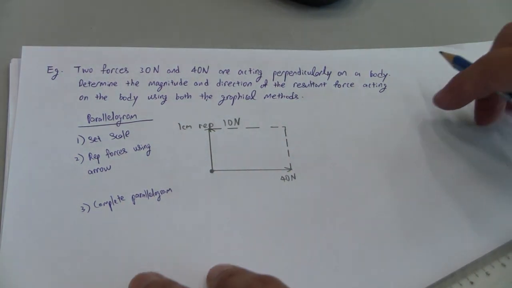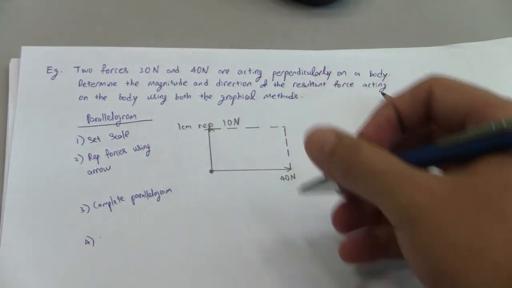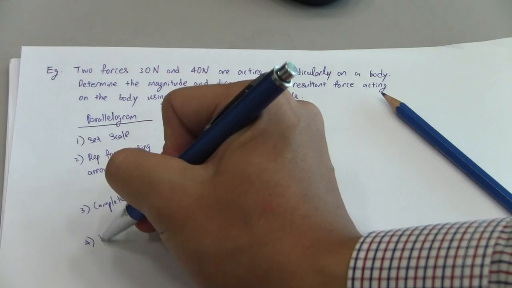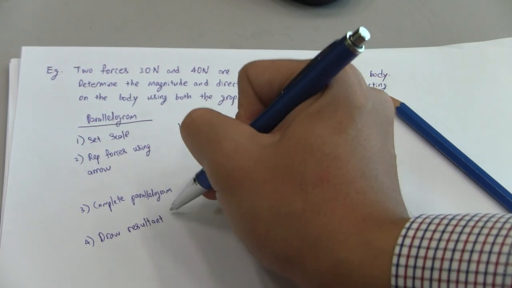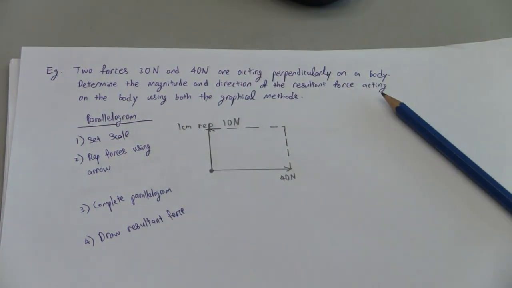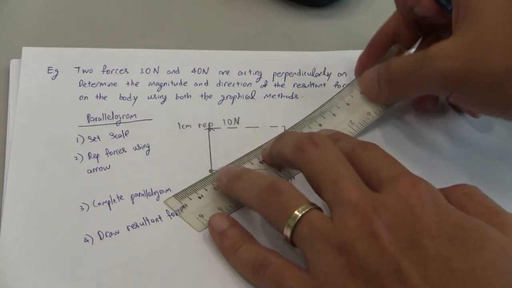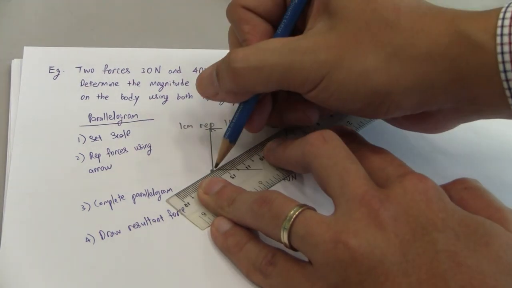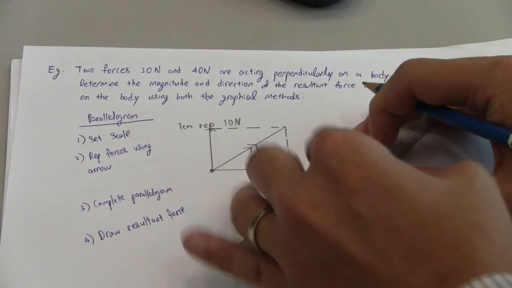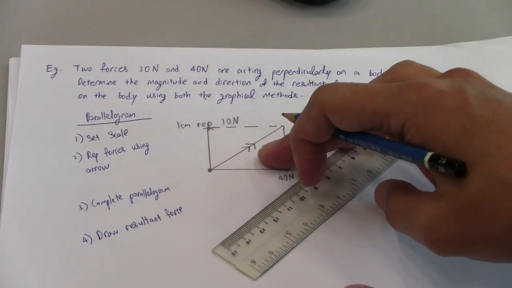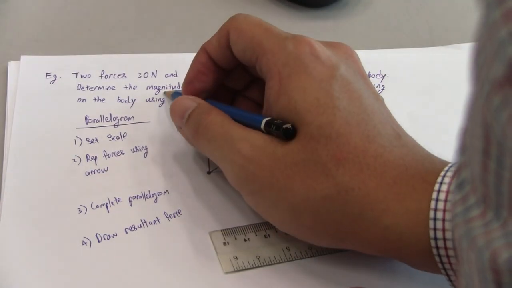And then for step 4, we find the resultant force, or draw the resultant force, beginning with the body to the other end of the parallelogram, representing it with a double arrow for resultant force. With that, we have finished completing the parallelogram. Now we need to find the magnitude and the direction.